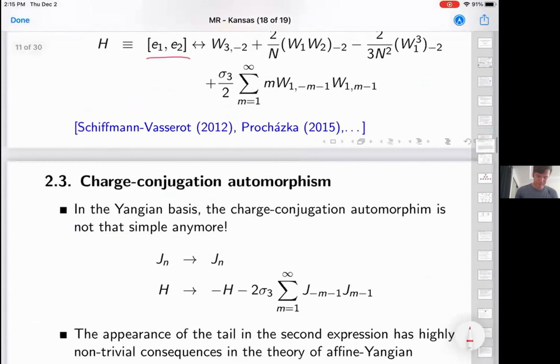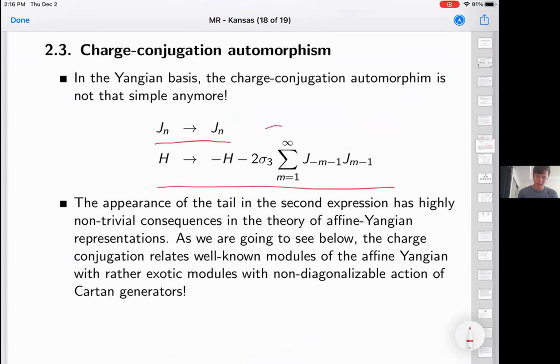But what is important is that in this Yangian basis, the charge conjugation automorphism is not that simple anymore. It acts simply on the generators J, but it transforms H in the following way. In particular, we get this tail term that has many interesting consequences. And as we are going to see below, this charge conjugation automorphism relates well-known modules of the affine Yangian with rather exotic modules with non-diagonalizable action of Cartan generators.